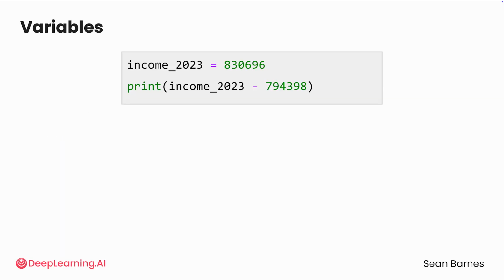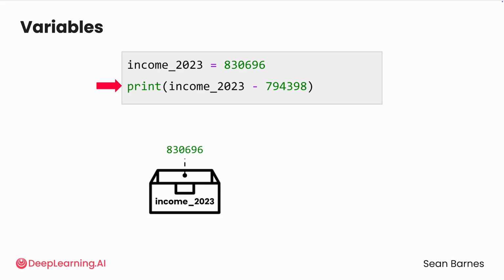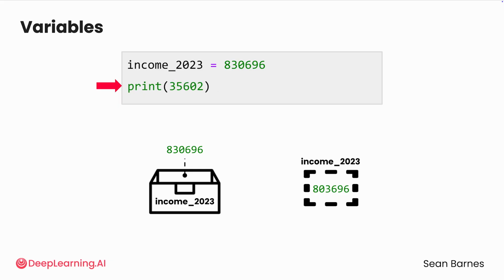You also saw this calculation, print income 2023 minus 794,398 a moment ago. What's really happening here? In this case, you've already assigned income 2023, and now you're using it in an expression. When Python comes to this line and sees income 2023, it looks for a box with that name, or you could think of it as a cell with that name, and replaces the variable name with its current value, in this case 830,696. Then Python proceeds with the subtraction, replacing this entire expression with 35,602, and ultimately prints out that value as the result of the calculation.